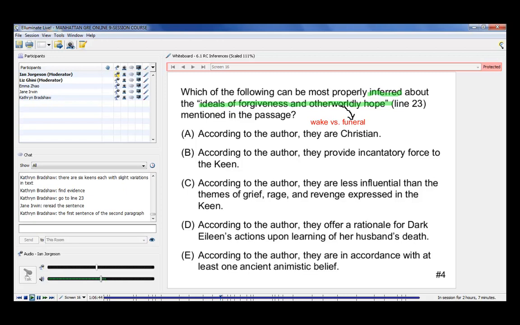Okay, I'm going to go one sentence above. As opposed to the funeral, the wake was non-Christian. Okay, so now I know that the wake was non-Christian. I agree with you. Well, if the wake is non-Christian, then what's the funeral? And if the funeral is Christian, then what are the ideals of forgiveness and otherworldly hope? And that's answer choice A. So good job, guys. Very good job on this one.